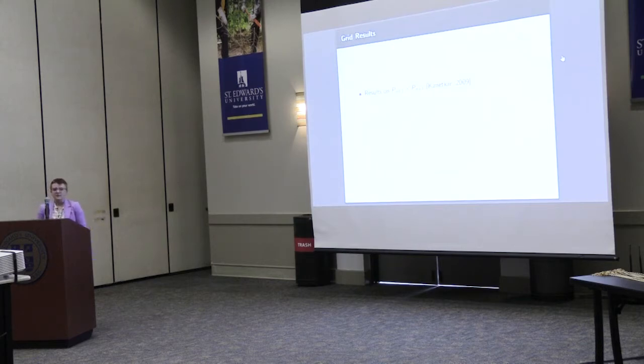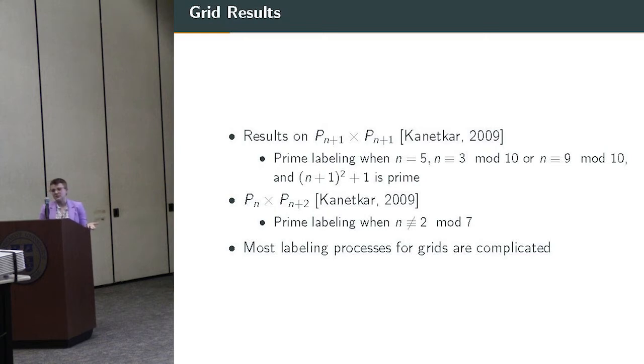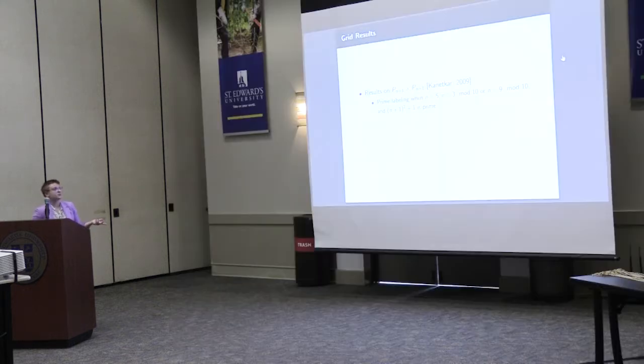There are some current findings on how to give prime labelings to grid graphs, or the kinds of grid graphs that you can give prime labelings to. One result we have is for square grid graphs of size n plus 1. We know that we can give a prime labeling to a square grid graph of that form if it meets all of these conditions: if n is equal to 5, or is equivalent to 3 or 9 mod 10, and additionally if n plus 1 squared plus 1 is prime.